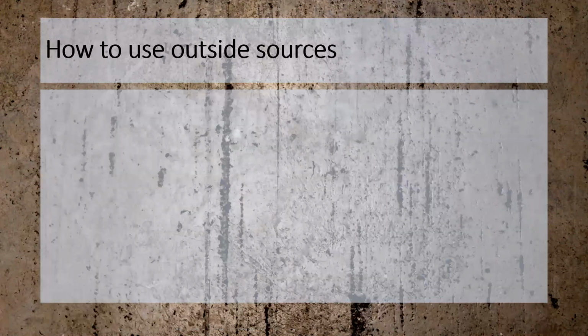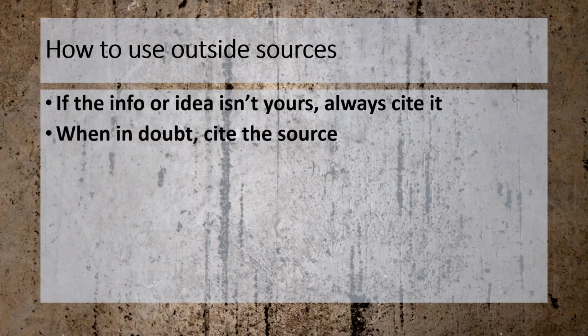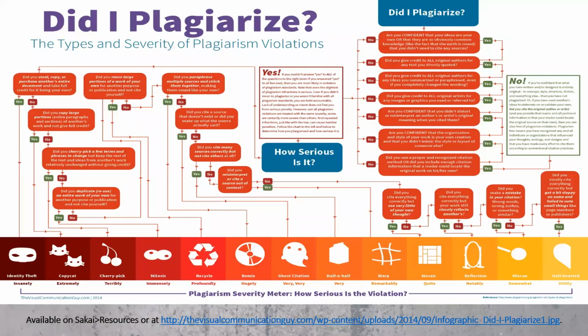So in terms of using outside sources, again, if the information or idea isn't yours, always cite it. When in doubt, cite the source. Better to cite something that you didn't really need to, right? Better to err on the side of caution. Do not plagiarize, right? Plagiarizing is academic intellectual theft or dishonesty. Again, I've got a link here to the UNC Library's Guide on Plagiarism. It's also a violation of the UNC Honor Code, and it really does yourself a disservice as well.